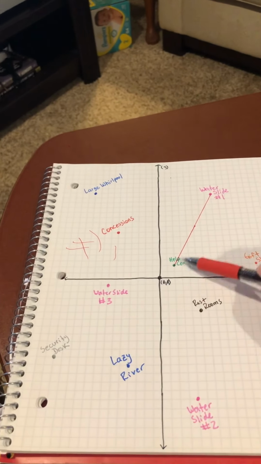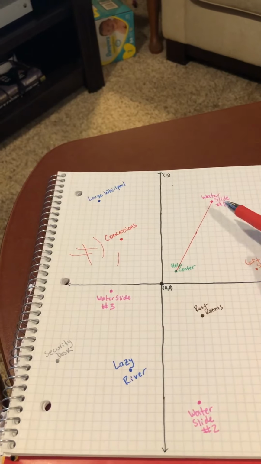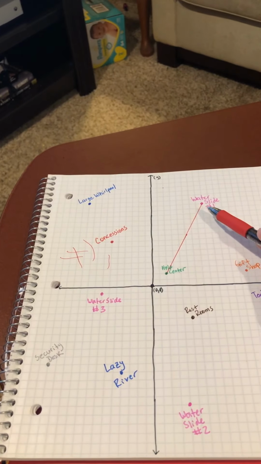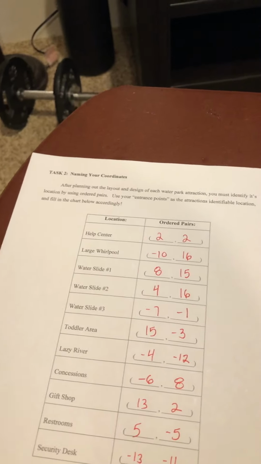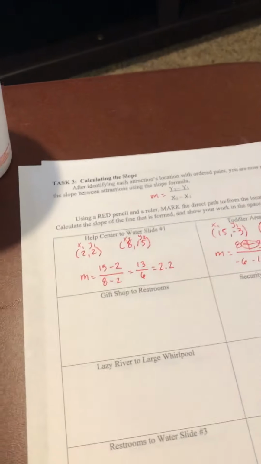So it asked me to use a red pen and draw a straight line from the help center to water slide number 1. Okay, and I have these coordinates, again, written down from task 2. And again, I need these coordinates. So let me go to task 3 now. Now I can start this task.